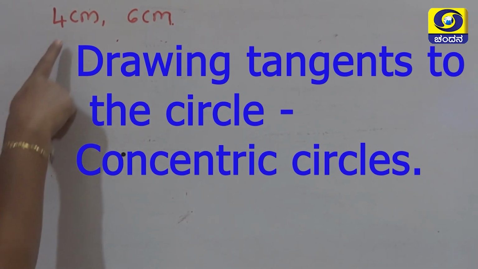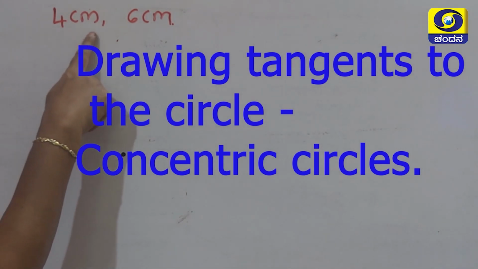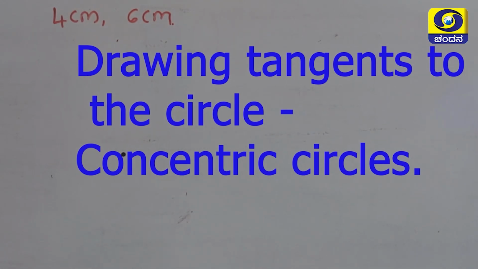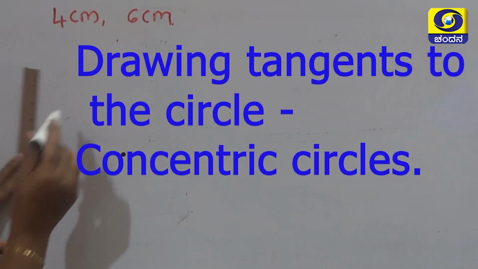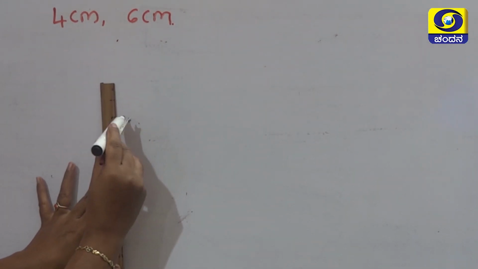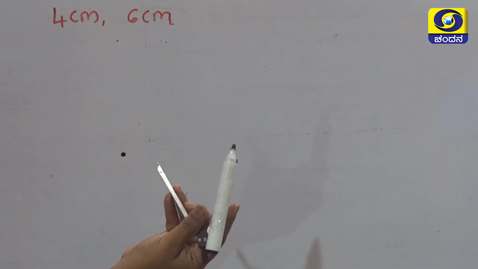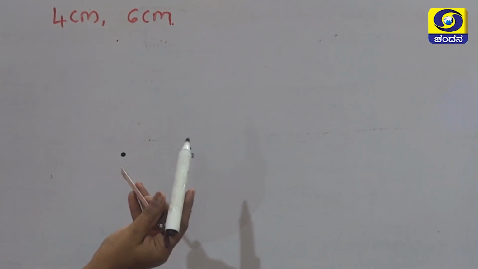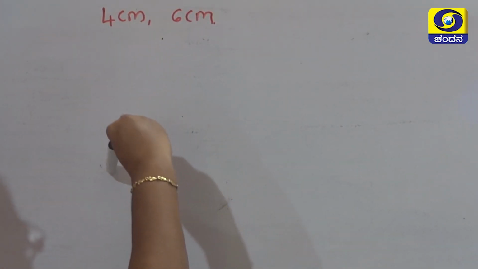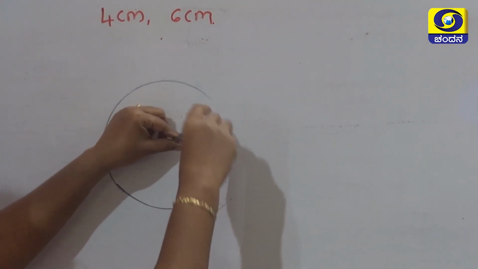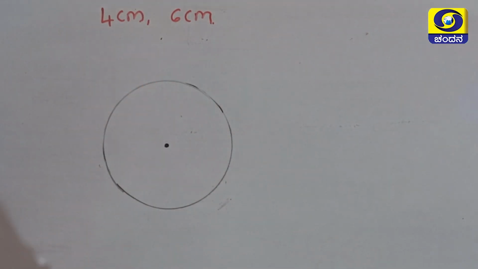Here also we have two circles. One is a circle of 4 cm radius, the other one is a circle of 6 cm radius. We have to draw these two circles first. Let me take the radius of 4 cm here. It means the distance between the compass needle and the pencil should be 4 cm. This is the circle of radius 4 cm.